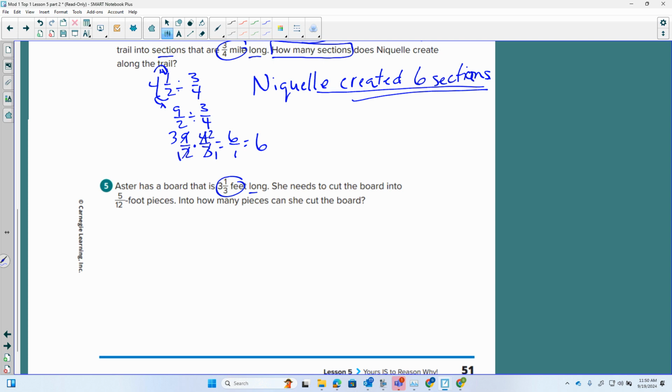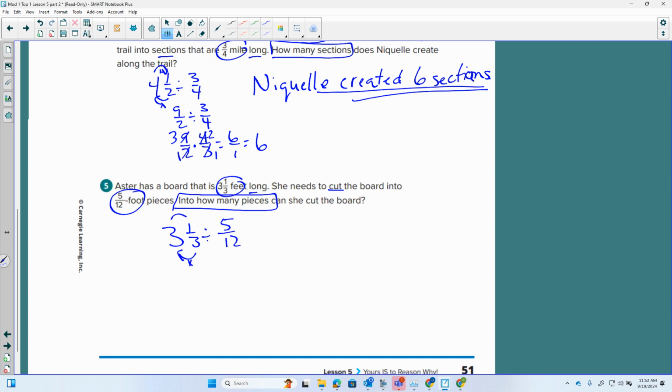Okay, so I'm building it second early. I'm cutting the board into 5/12-foot pieces, and how many pieces can you cut it? Again, what we're cutting is the 3 1/3, and we're dividing it into 5/12-foot pieces. So we need to start with our slam dunk, turn it to an improper fraction. We got 3 times 3 is 9 plus 1 is 10, divided by 5/12. Now we do our keep, change, flip.